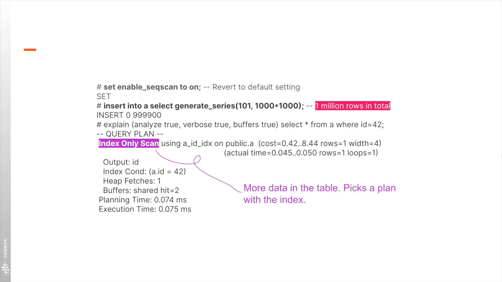Then let's add some more data into this table, using generate series to quickly do that. We revert the enable_seqscan setting to its default setting. And now Postgres knows that there is a lot more than 100 rows in this table. So now it's going to pick a plan which involves the index, even though we aren't forcing it to.